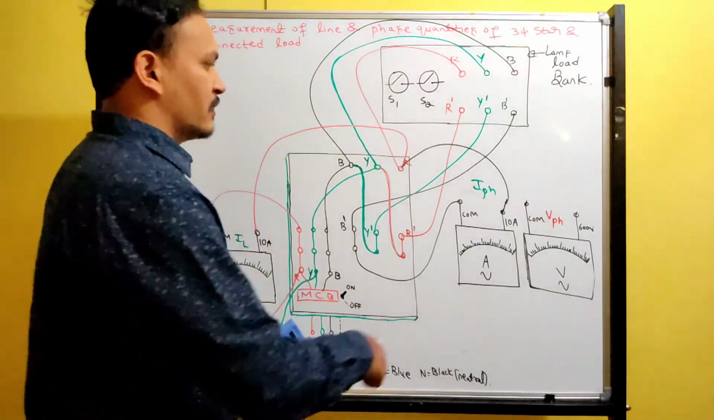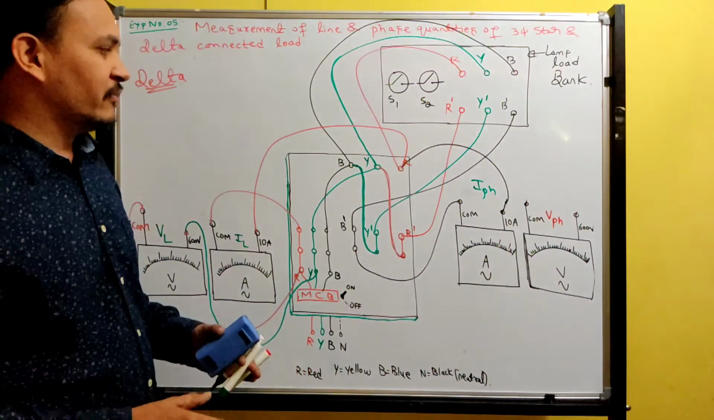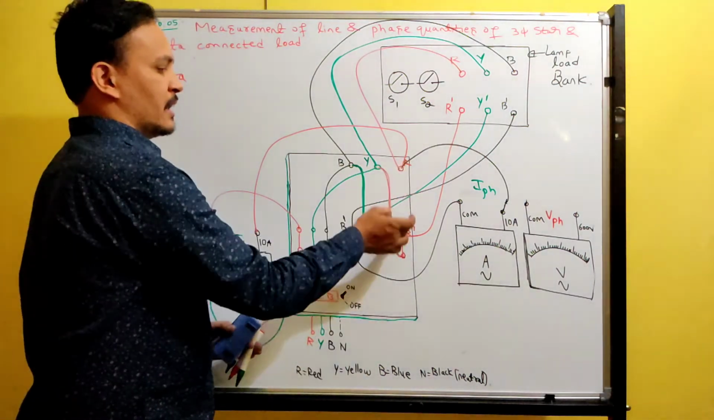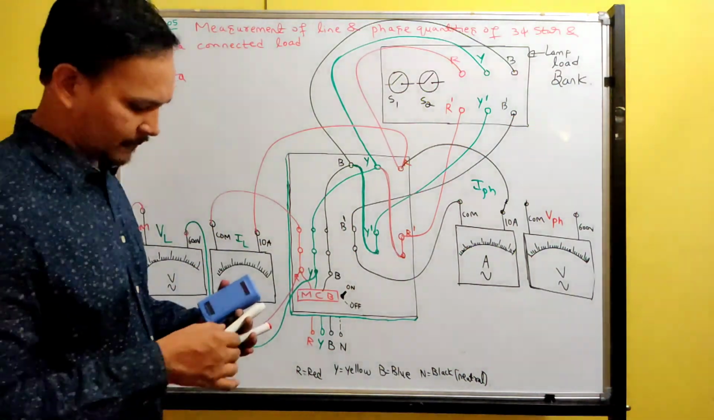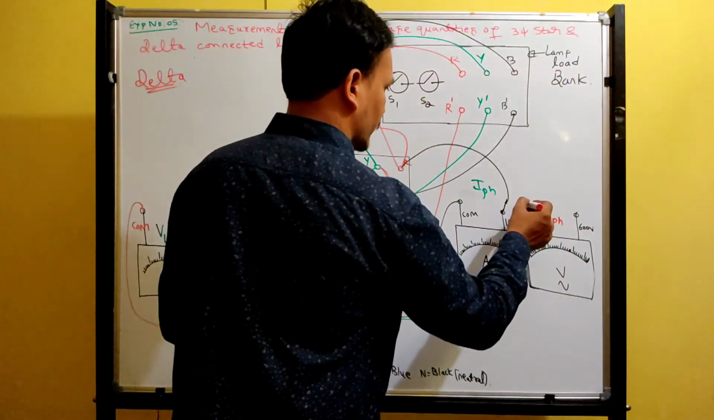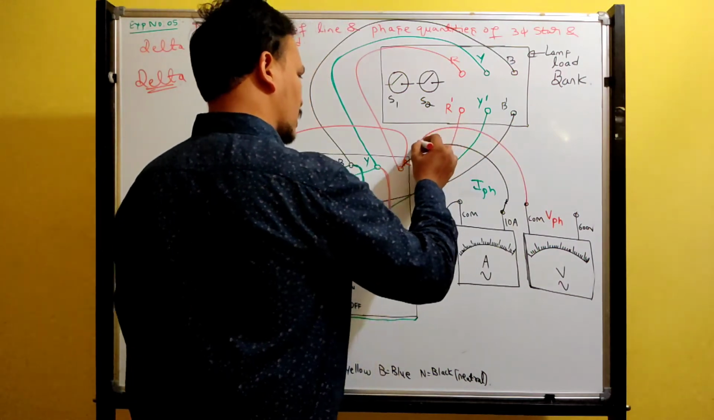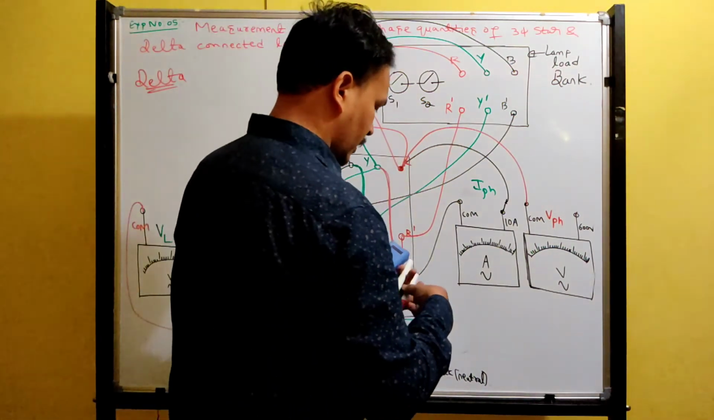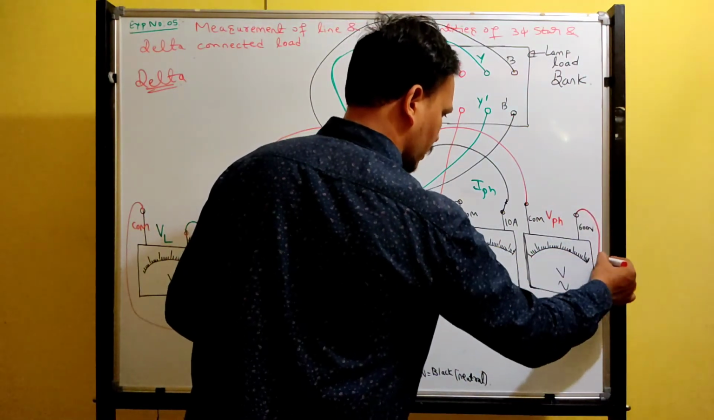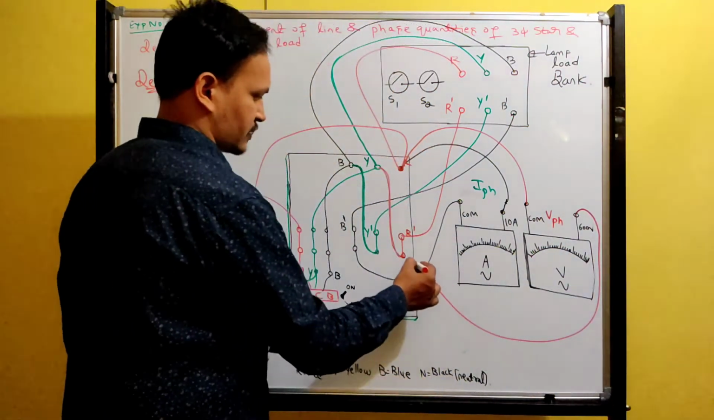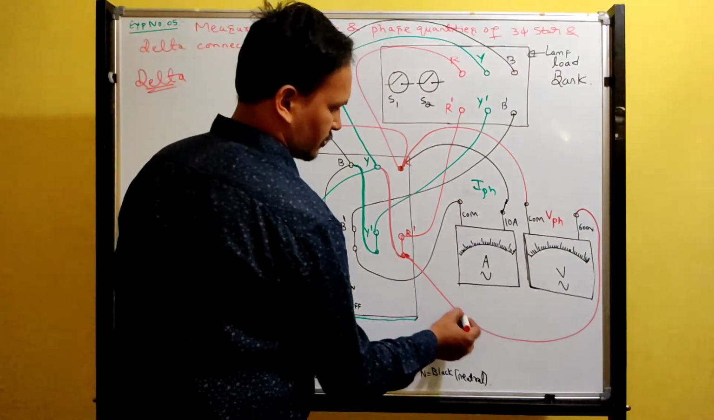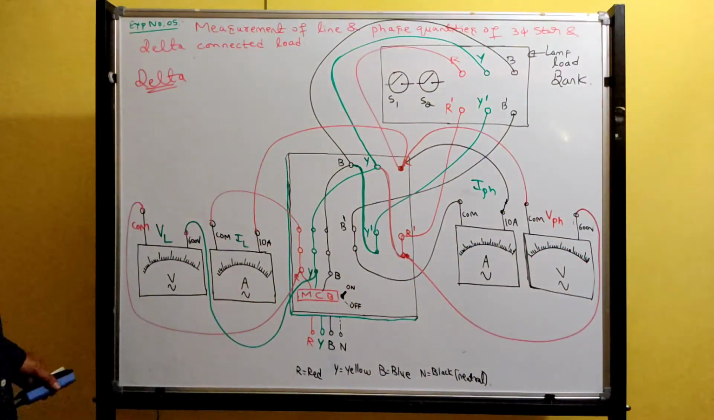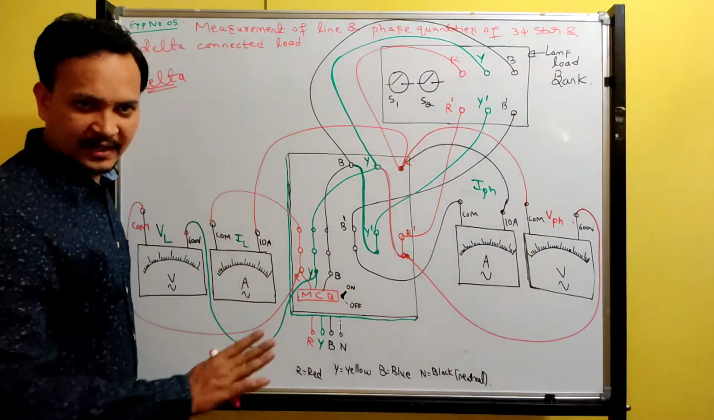Next is phase voltage, where I need to connect across any one of the phases. What is a phase? R and R' is one phase winding. So you connect the voltmeter common to R, and the 600 volt terminal to R'. Now the connection is completed.